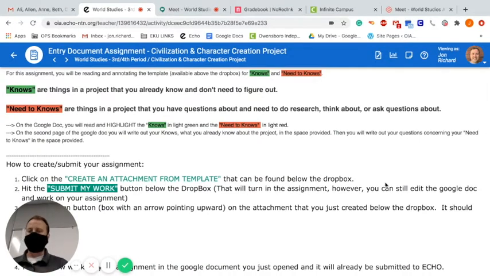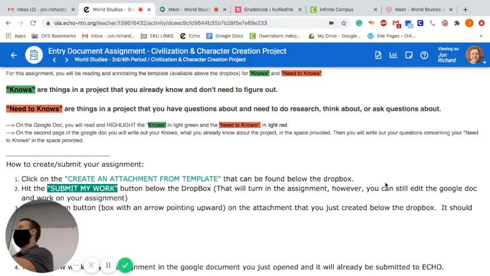As a reminder, knows are things in the project that you already know and don't need to figure out. Okay, so you're going to highlight that in green. Need to knows are in red, and these are things in a project that you have questions about and need to do research about, think about, or question. So you are going to highlight that in red. On the Google Doc, you will read and highlight knows and need to knows in different colors.